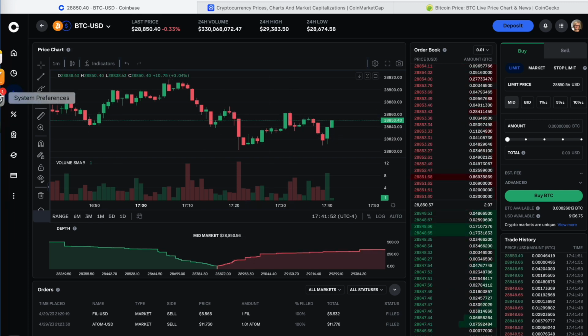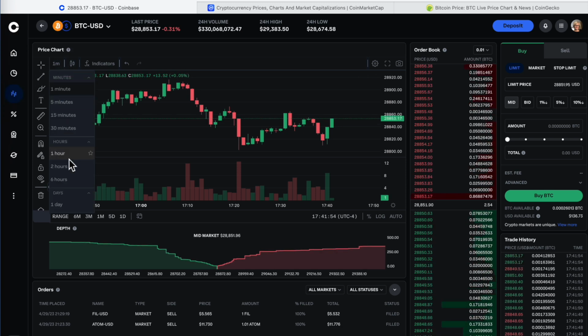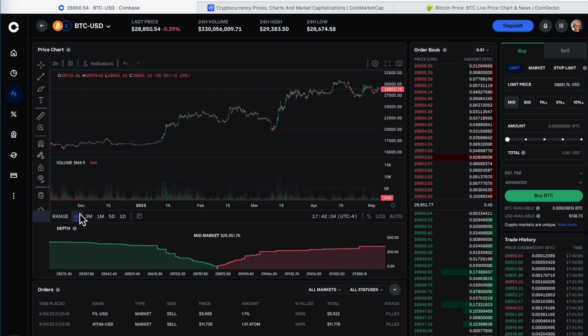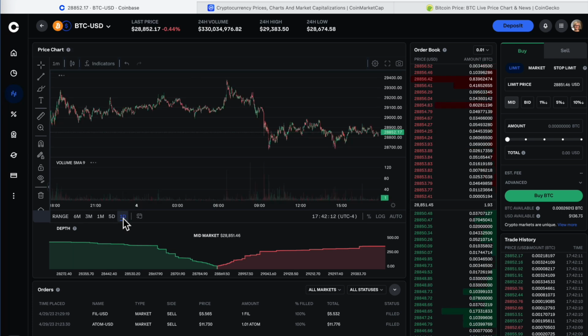If you want, you can change 1 minute to any of these time periods. And also down here, you can change from 1 day all the way up to 6 months, it looks like. If I change it to 6 months, you can see it goes all the way back to November, and you can see the price movement over a 6-month period. But let's go back to 1 day here.